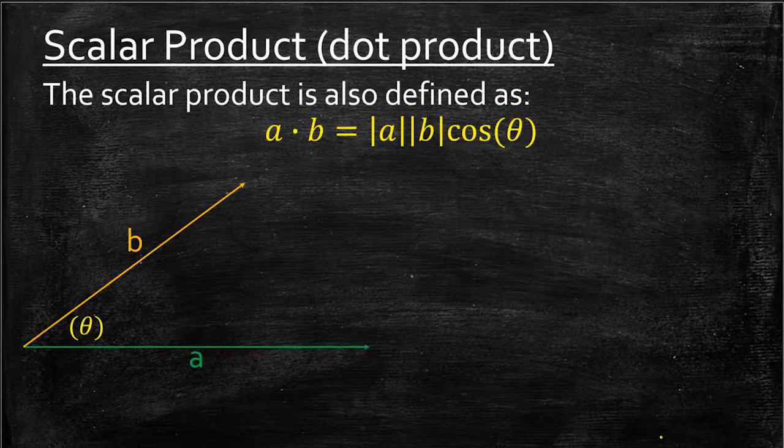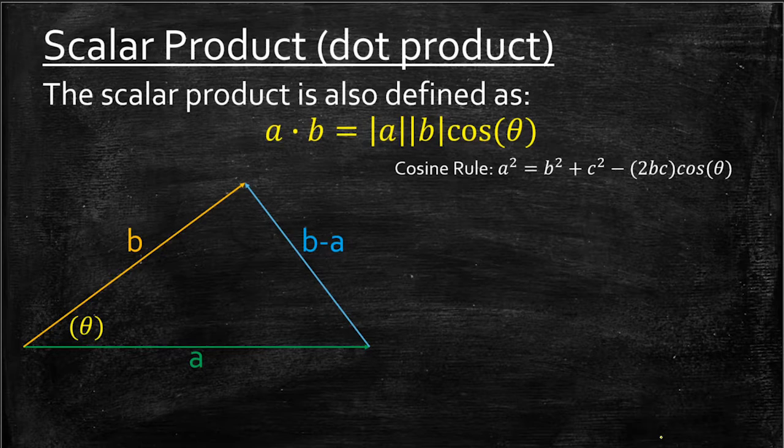The way we prove this result is using the cosine rule, because we know that for the cosine rule we have a squared equals b squared plus c squared minus 2bc cos of theta. And it's that bit there, that 2bc cos of theta, that is the hint that we have to use the cosine rule to prove this result. For this result, though, we actually need a triangle, so I'm going to fill in the blank there. So that blue line is vector b subtract vector a.